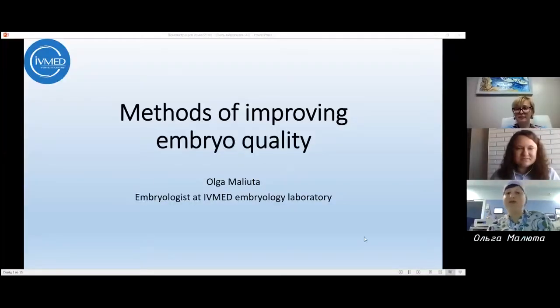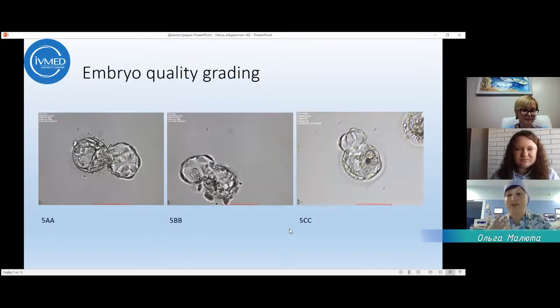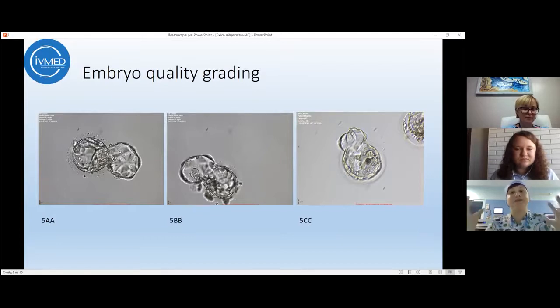I will talk about some instruments that we have in our lab to improve embryo quality. If we are talking about embryo quality, what is this? We evaluate, of course, embryos on every day of their development, on day first, on second, but the most important is the quality of the embryo on day 5, the blastocyst. So we use a grading system, where the embryo has a number showing how big the embryo is, like the expansion rate of this embryo.